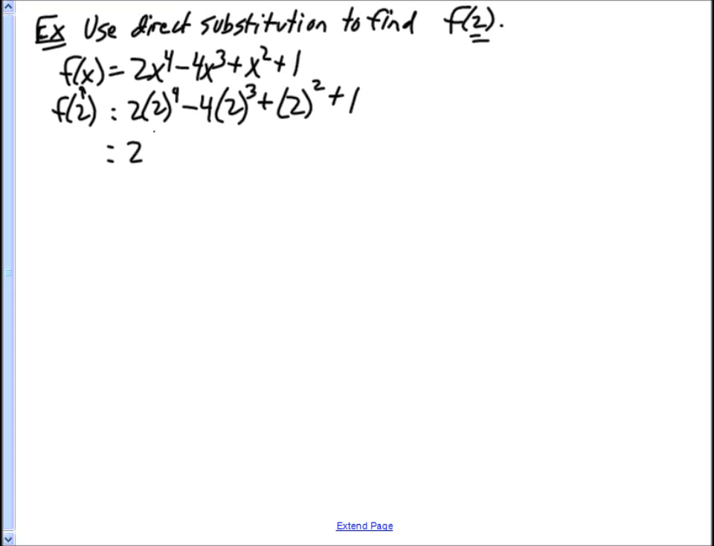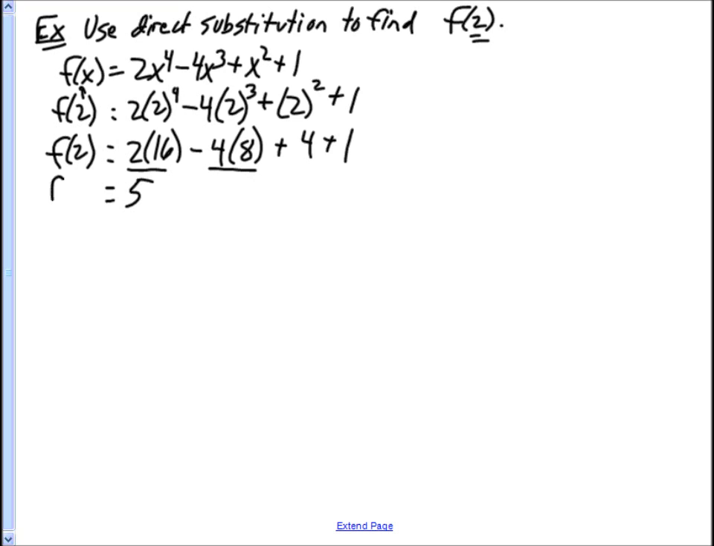Where 2 to the 4th is 16, 2 to the 3rd is 8, 2 squared is 4, and so on. So we got 32 minus 32. Looks like that's gone. And we got 5 here. So it looks like f of 2 equals 5. In other words, remember f of x stands for y, so when x is 2, y is 5. Looks like that point is on there.